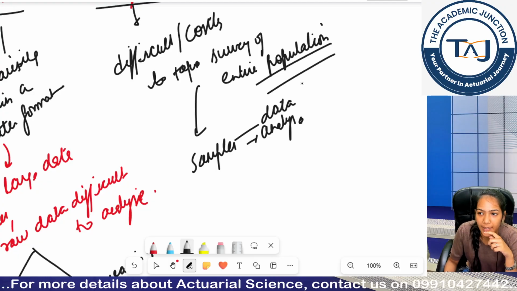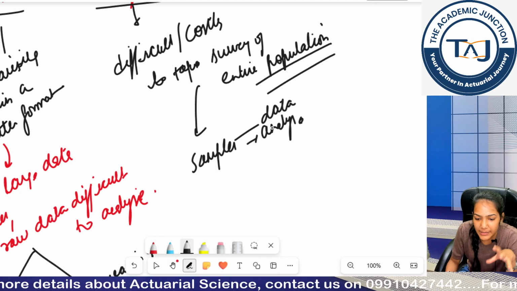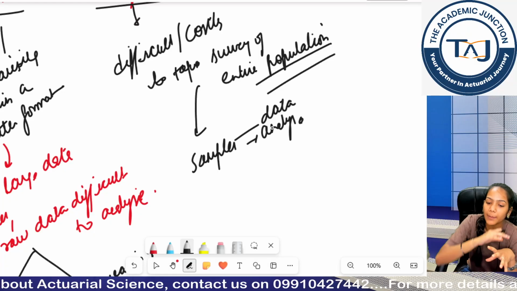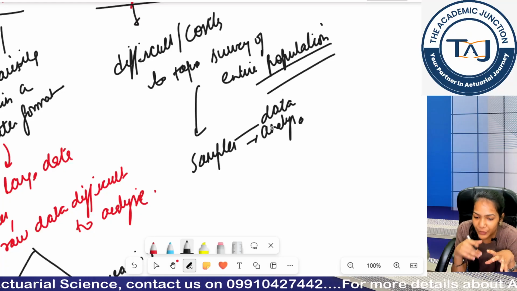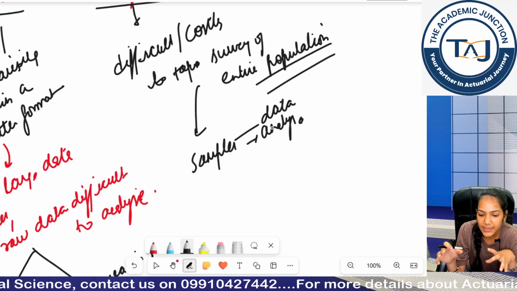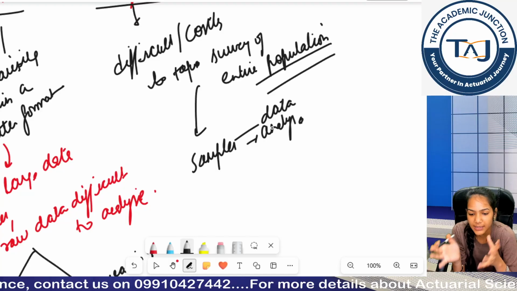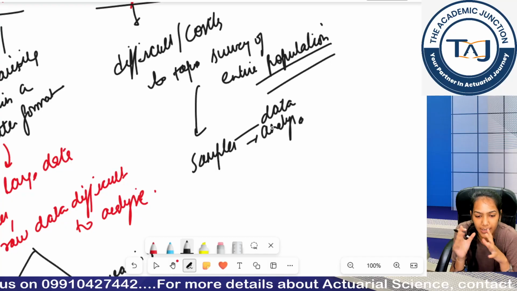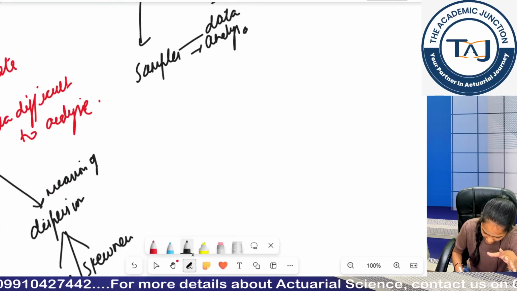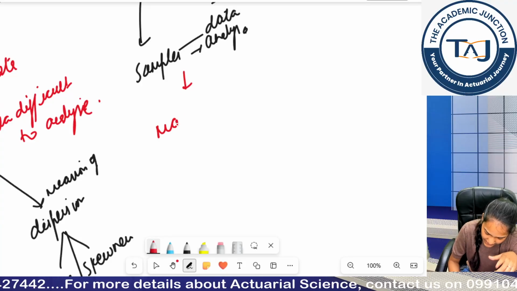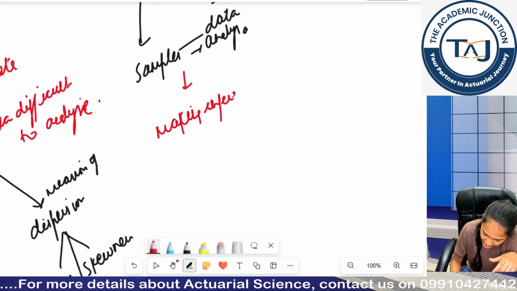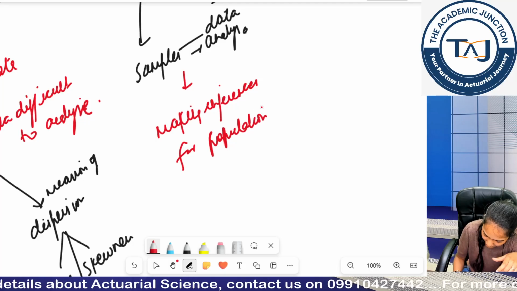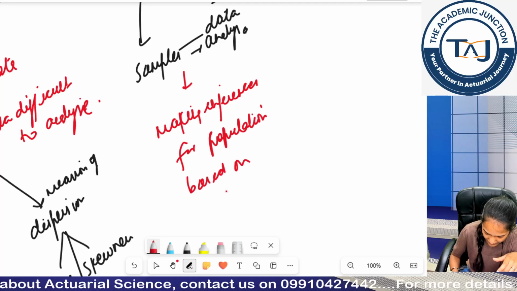For example, if 50% of my sample says that they elected party A, then based on the population details or population features that I know, I can make inferences that the population makes this much percent of voting for party A. Is it clear? So this basically means, if I summarize it, making inferences for the population based on a sample.